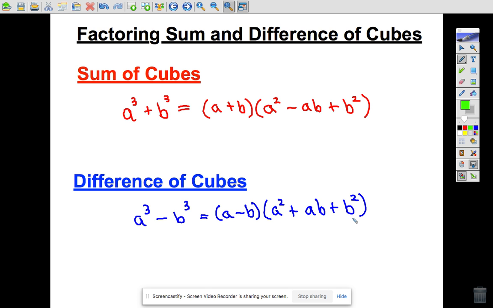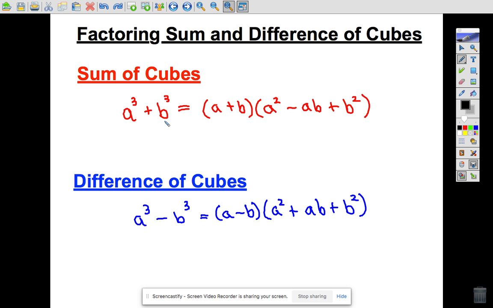Well, when I look at these patterns, they are similar. Both of them have a binomial, and then each of them have a trinomial. And even the a and the b parts all look the same. What's different? Well, what's different is the signs. So let me show you what I use with my students to help us learn these patterns.